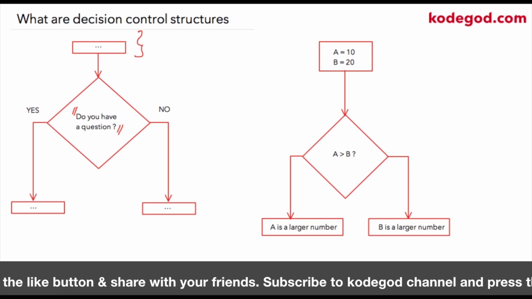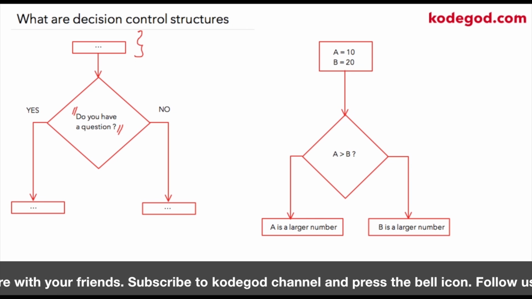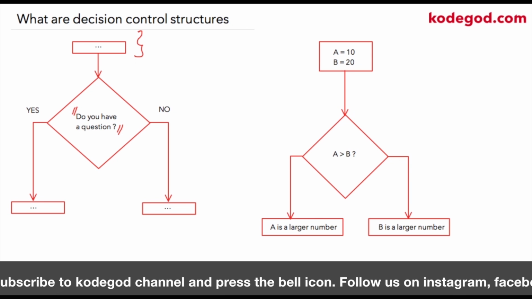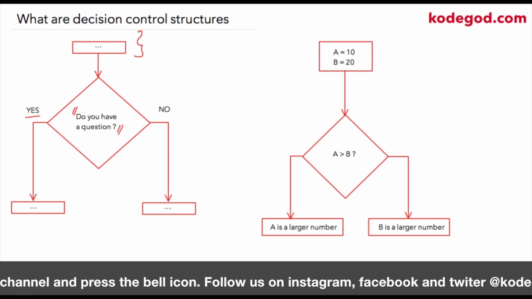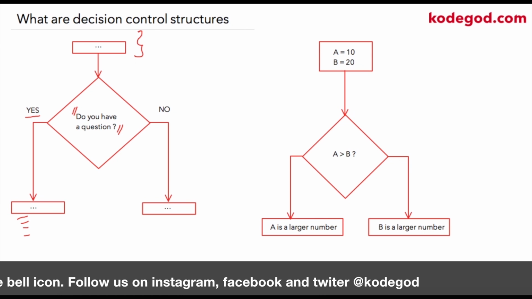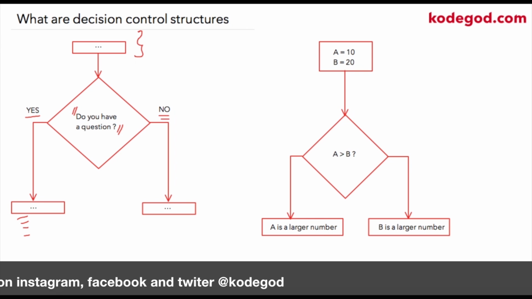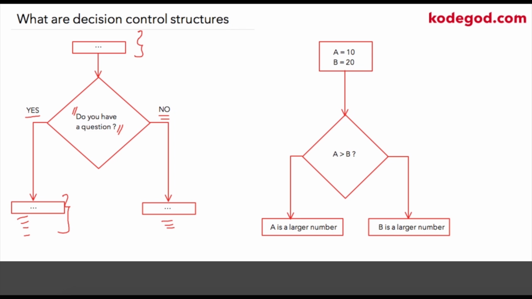So assuming these to be few statements in the program, at some point of time, I might have a decision to make. So suppose I'm saying, do you have a question? Now this can have 2 outputs. One could be yes and no. So if my choice is yes, I will execute these set of instructions. If my answer is no, I will execute these set of instructions. In case of no, all these statements will be skipped.